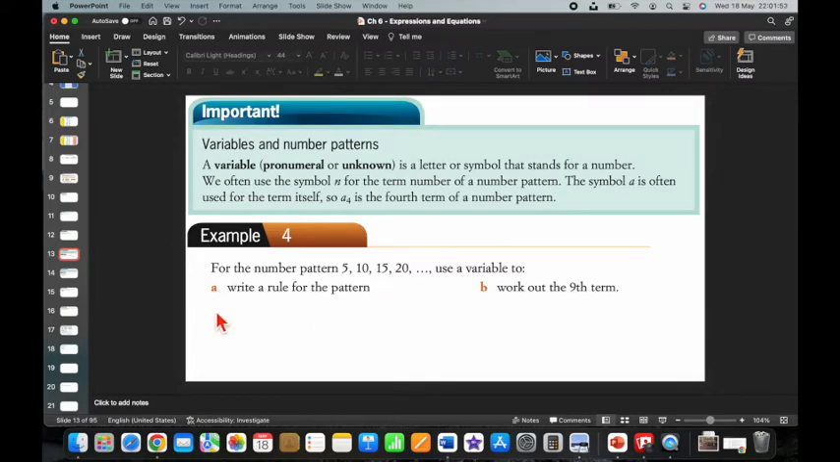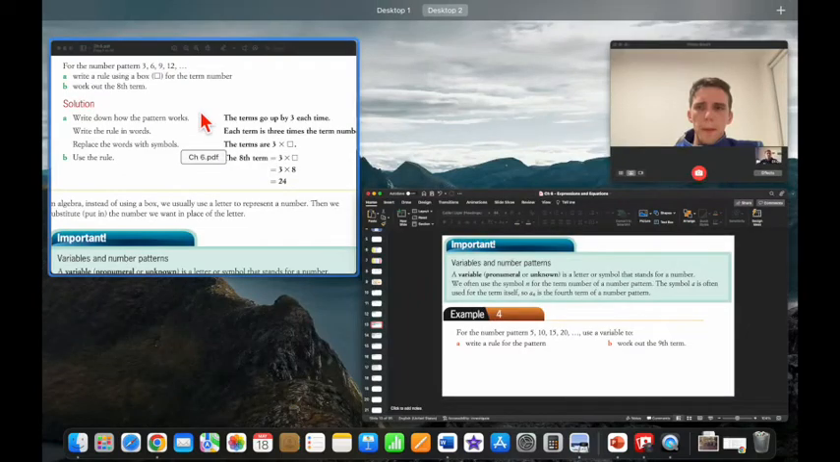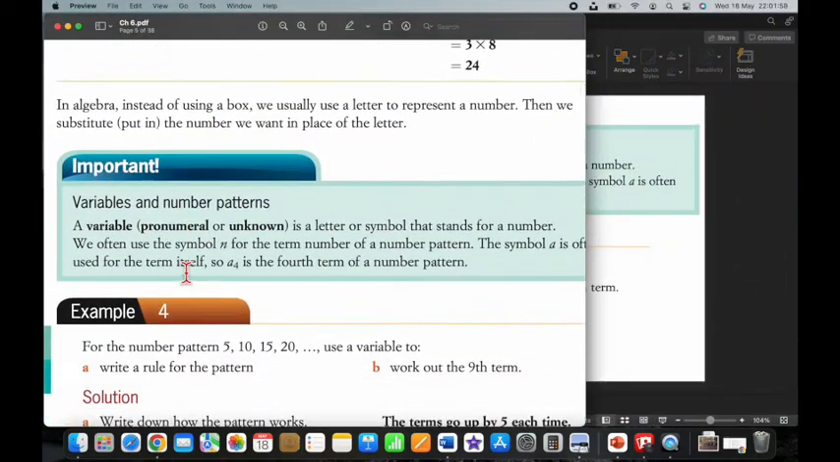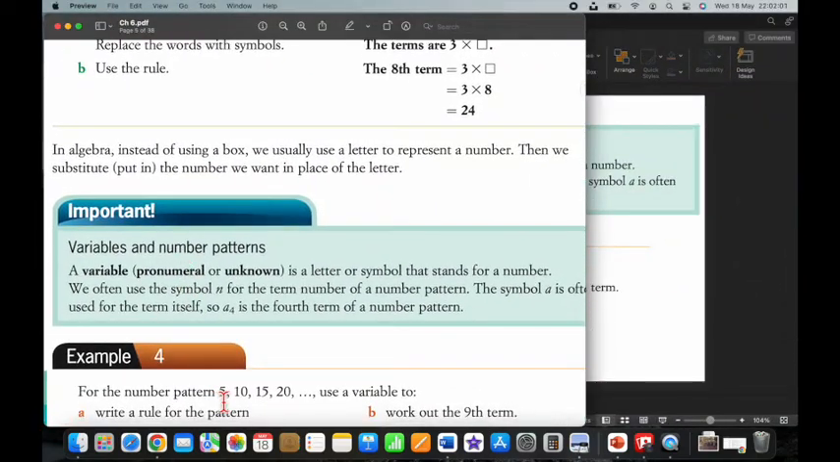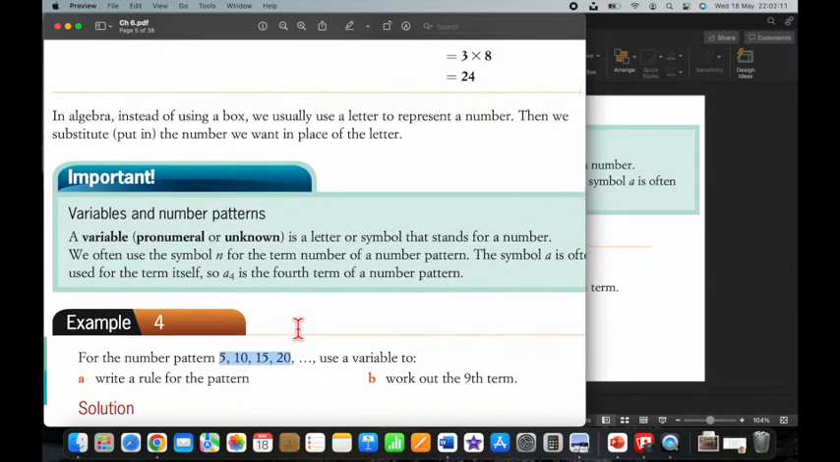Okay, so example 4, write a rule for the pattern. Okay, so let's go and have a look. Write a rule for the pattern. Hopefully we can see that the rule is that it's going up by 5 every time. It's going up by 5 every time. So let's see what they've got here.